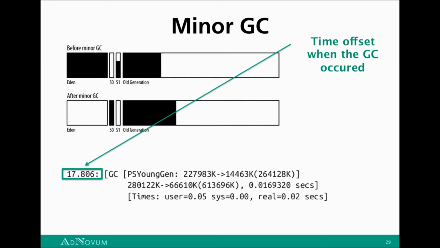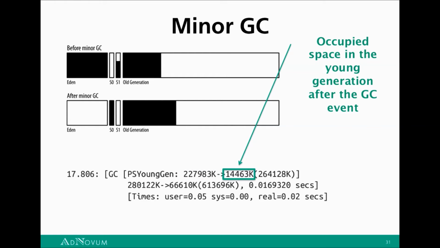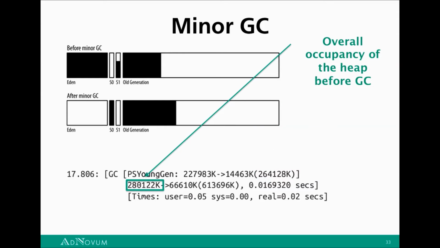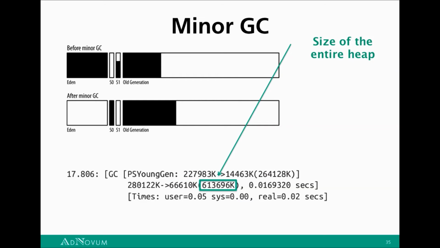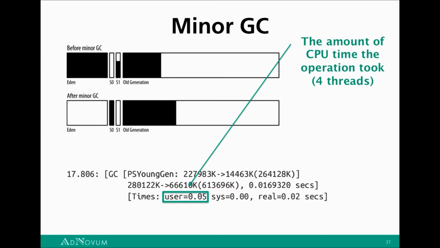The log entry for this will contain a timestamp, a before and after value for the utilization of the young generation, as well as a total size of the young generation. Again, since the JVM uses adaptive sizing for the heap, this can increase over the course of your program. Next are the before and after values for the heap utilization and the total heap size. And finally, the time it took for this GC operation to complete. Now, if you notice, this is 70 milliseconds, but in CPU time, that's more like 50. So this is already using multiple threads.